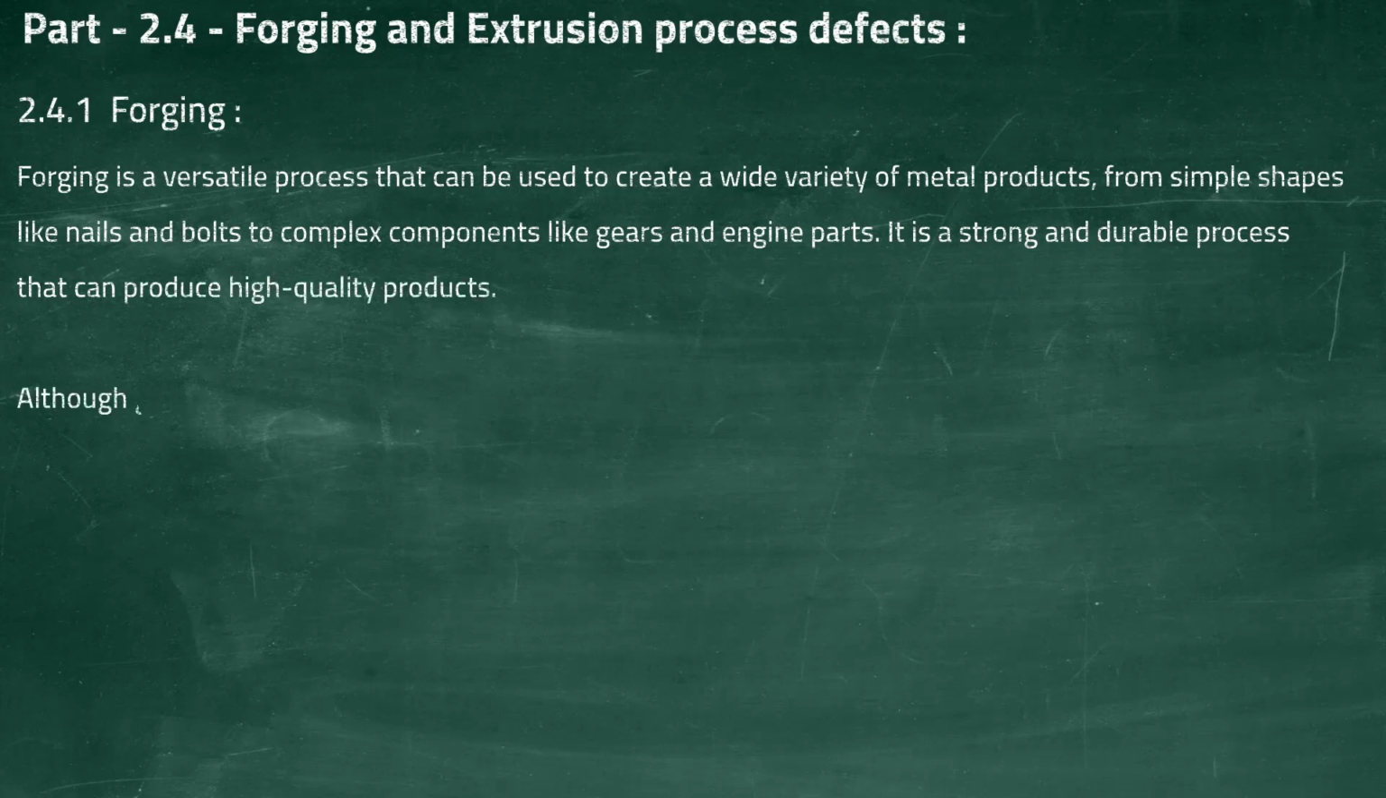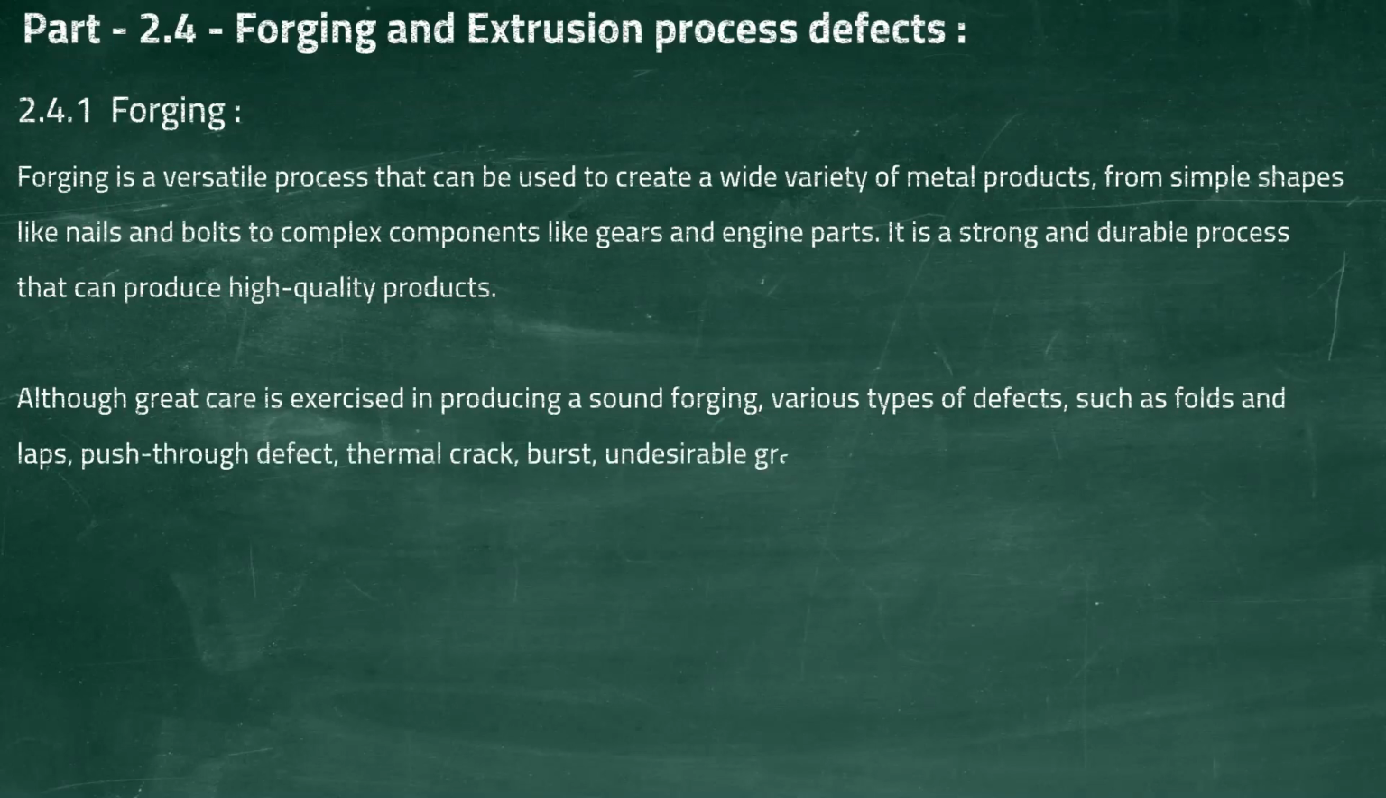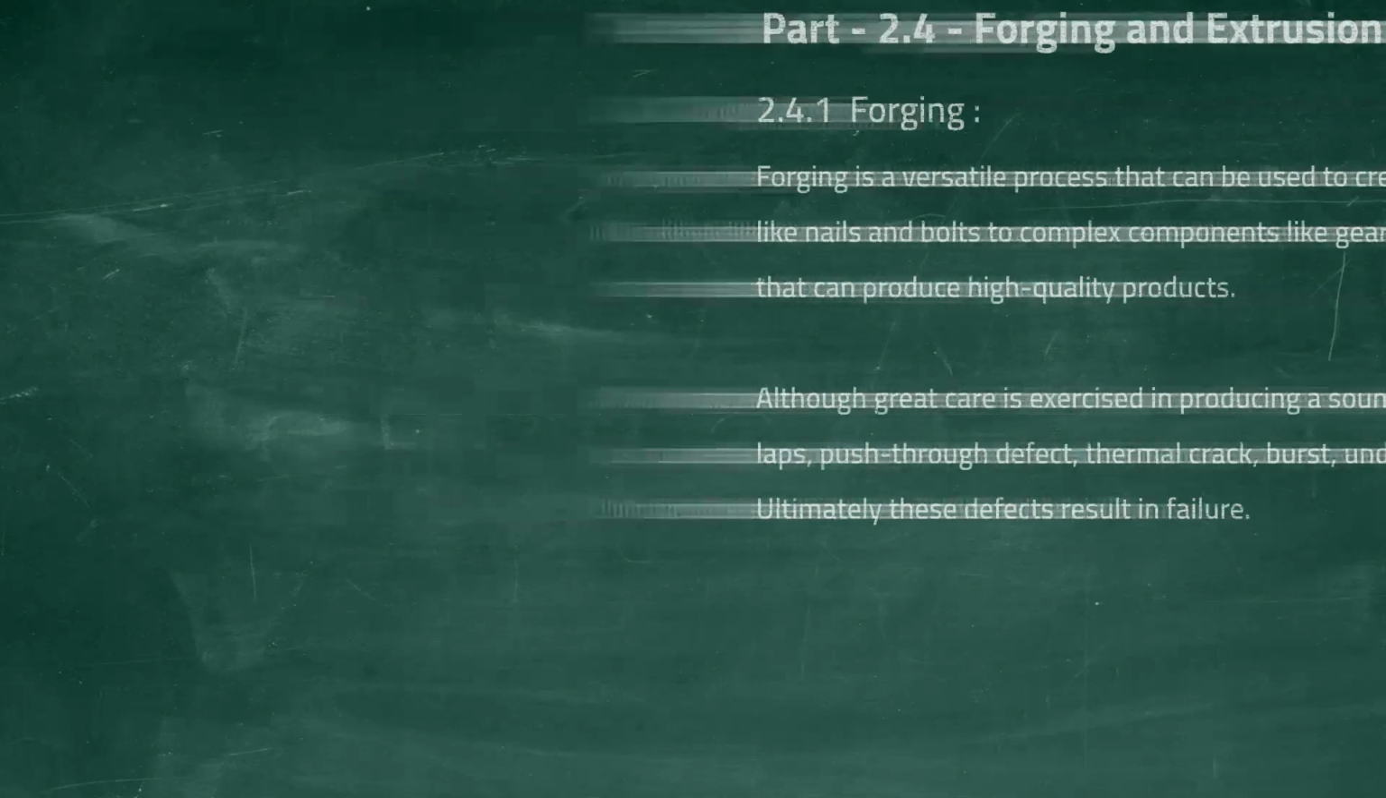Although great care is exercised in producing a sound forging, various types of defects, such as folds and laps, push-through defect, thermal crack, burst, undesirable grain flow, etc., are often encountered. Ultimately, these defects result in failure. We will learn about these defects.